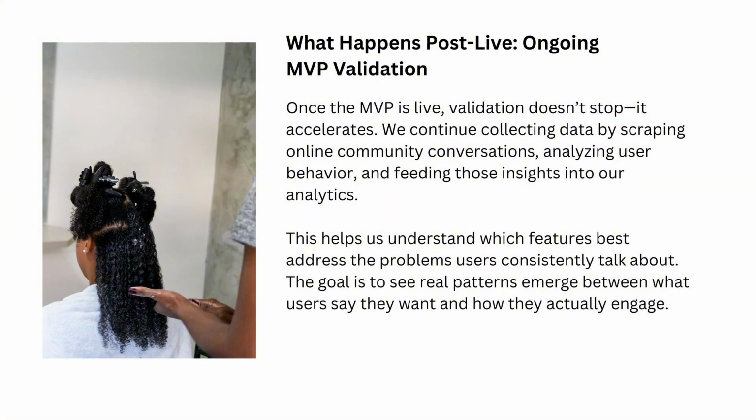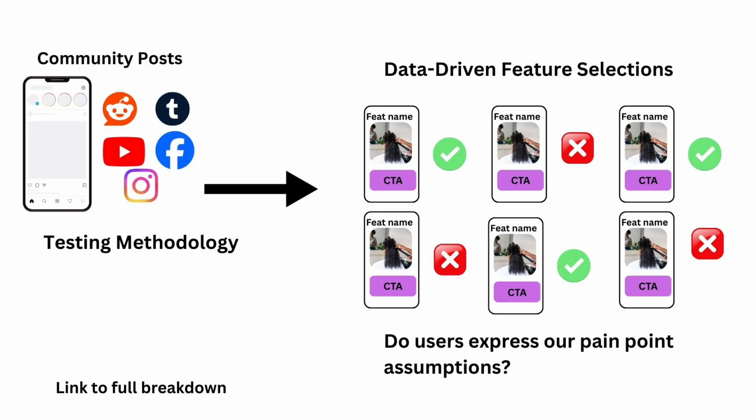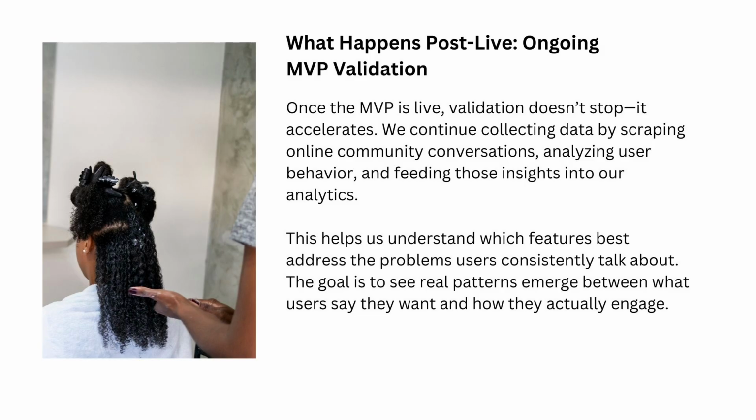What happens post-live? Ongoing MVP validation. Once the MVP is live, validation doesn't stop, it accelerates. We continue collecting data by scraping online community conversations, analyzing user behavior, and feeding those insights into our analytics. This helps us understand which features best address the problems users consistently talk about. The goal is to see real patterns emerge between what users say they want and how they actually engage.